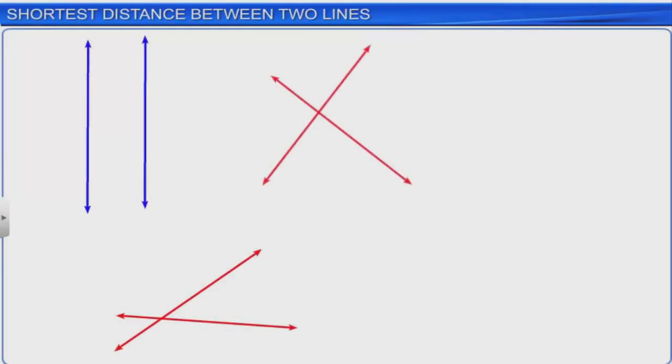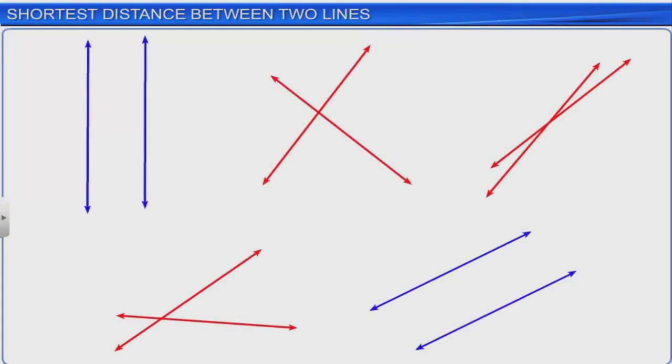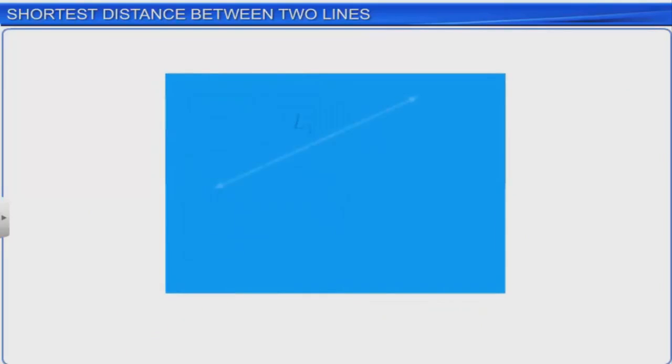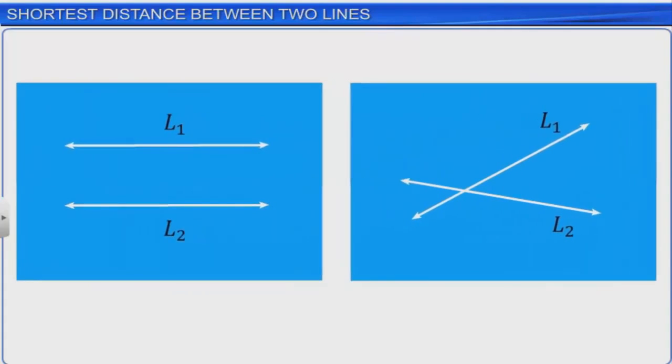Before we start the discussion on finding the shortest distance between a pair of lines, let us take a look at some types of pairs of lines. First, consider a pair of coplanar lines, L1 and L2. Two lines lying on the same plane can either be parallel or intersecting. Thus, there are only two possibilities in case of a pair of coplanar lines. They can be either parallel to each other or intersect each other at a point.